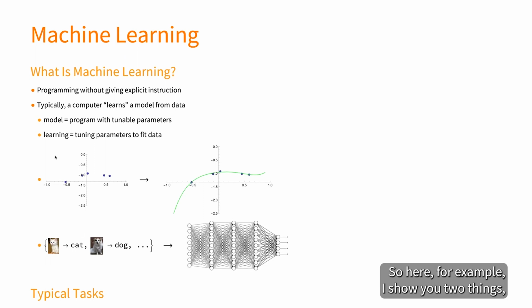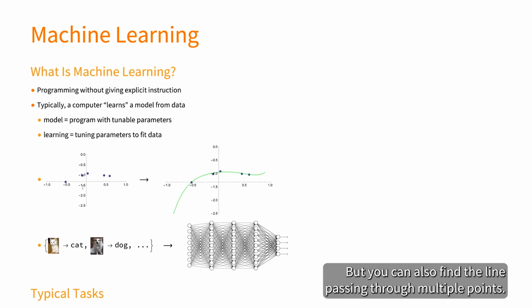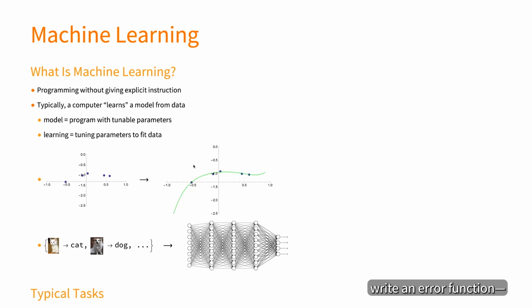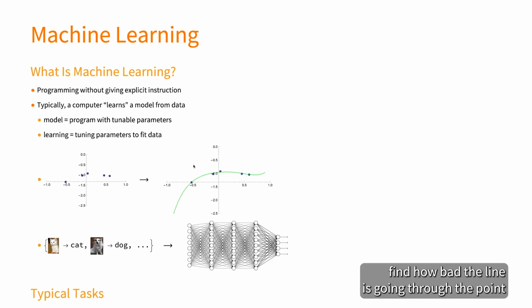So here, for example, I show you two things. One that you might not even consider machine learning, but you have probably done at school, is you can fit a polynomial through a list of points. And well, the typical school task is you have two points and you find the best line, or the only line passing through those points. But you can also find a line passing through multiple points. In that case, you're going to write an error function, find how bad the line is going through the points, and try to make that error minimal. So this is a small machine learning program.